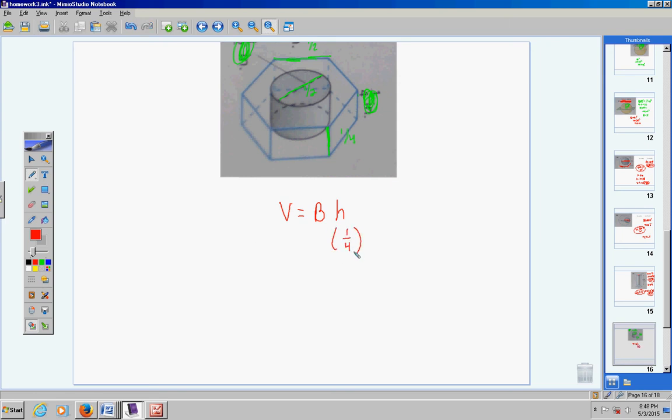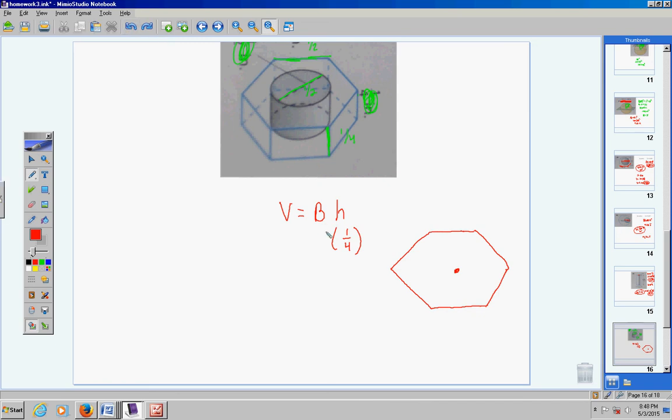What I don't know is the area of the base. So I think it would help us greatly if we drew the base over here. Pretend we ripped the bottom face off of this thing and we're looking at it. It would look something like this. Now, we know the distance from here to here is 1/2 an inch.